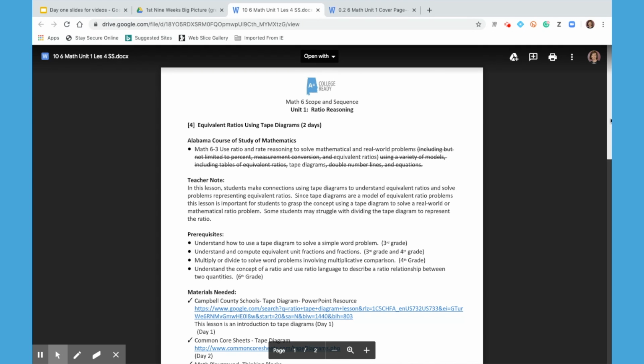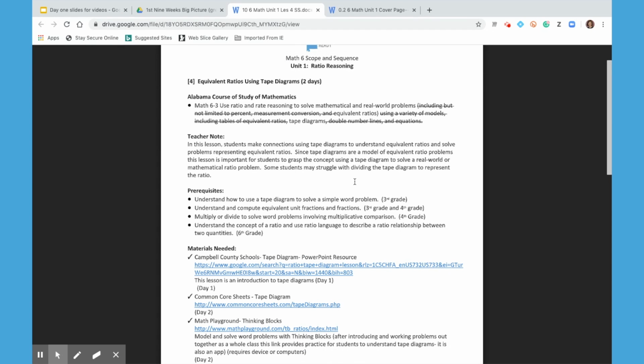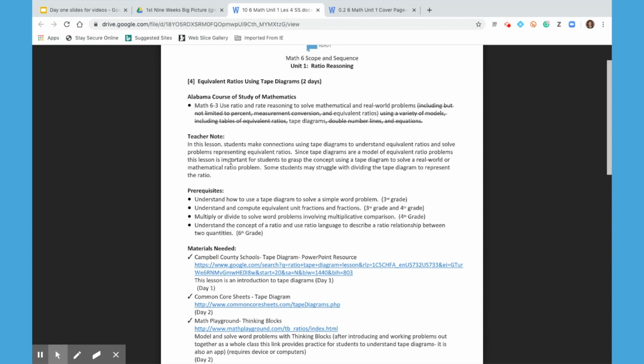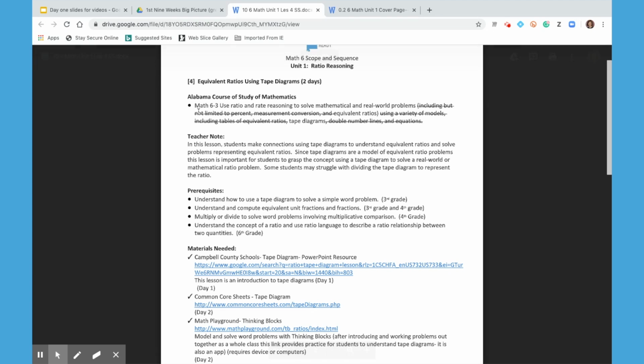Now looking at the scope and sequence. If you notice, the unit note is not there because the unit note will always be on the very first page of your curriculum. This is lesson 4, equivalent ratios using tape diagrams, and it's 2 days. And if you notice, it says this is the Alabama course of study. So this is what students will accomplish.